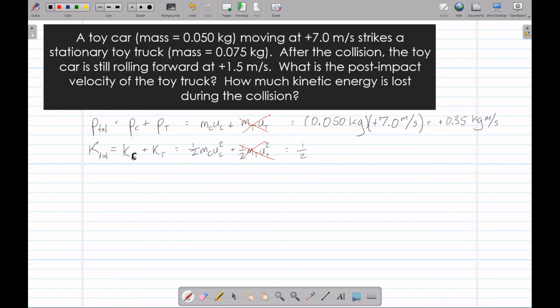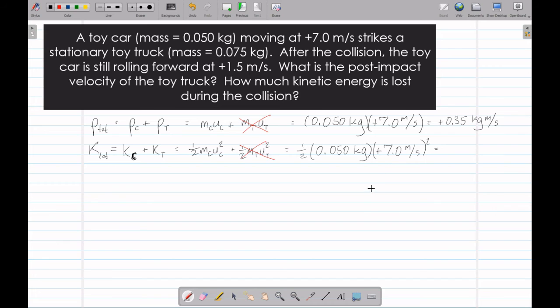So we have 1/2 times the mass of the car, which is still 0.050 kilograms, multiplied by the velocity of the car squared. And I went ahead and put the positive sign in there because it's a velocity, and velocities are vectors and have directions. But when you carry out this calculation, the kinetic energy is a scalar, which means that the positive sign is not going to be coming with us.